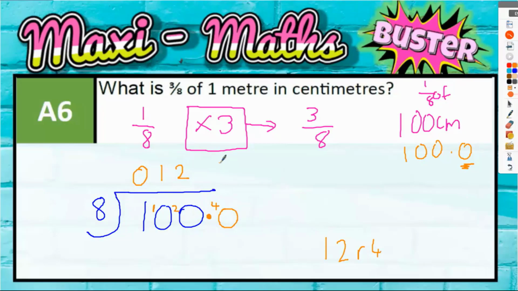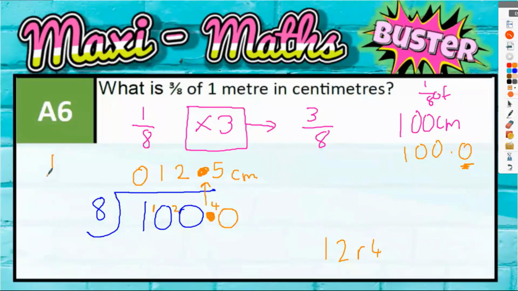8 into 40 goes 5 times, and there's nothing left over. So it appears as though we've finished. However, because we put a decimal point in there, we need to put a decimal point up here lined up with it as well. So actually, when you do 1/8 of 100 centimeters, you get 12.5 centimeters.